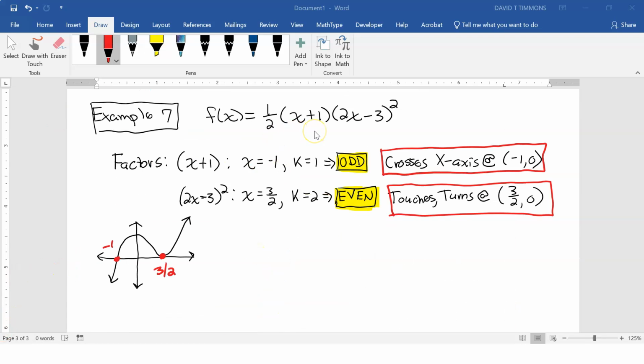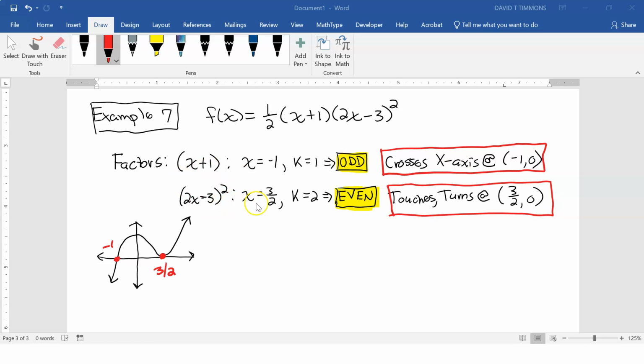Now let's look at example 7 on page 371 of your textbook. So they give us this function, f of x equals 1/2 times x plus 1 times 2x minus 3 squared. And then they want us to identify the zeros and the multiplicity. Now when it's in factored form like this, it makes it a little bit easier. So we have two factors, x plus 1 and 2x minus 3 squared. The root for this factor is -1, and the multiplicity k is 1, which is an odd number. So what's the behavior? Well, the graph crosses the x-axis at the root or x-intercept of -1, 0.